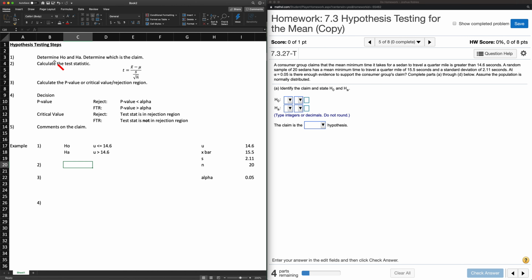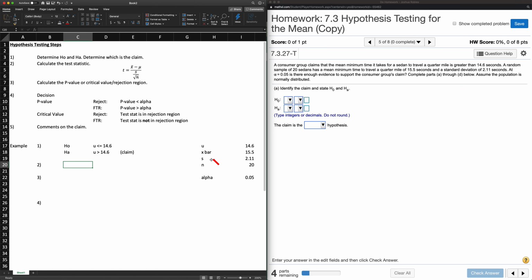All right, so step one, we determined our hypotheses, but we still have to determine which is the claim. So the claim is whichever one is mentioned as the claim. Often you'll see the word claim. The consumer group is claiming it's greater, which would be the alternative. This will mean if we can support or reject. Were they correct or were they wrong? Did they bet correctly?